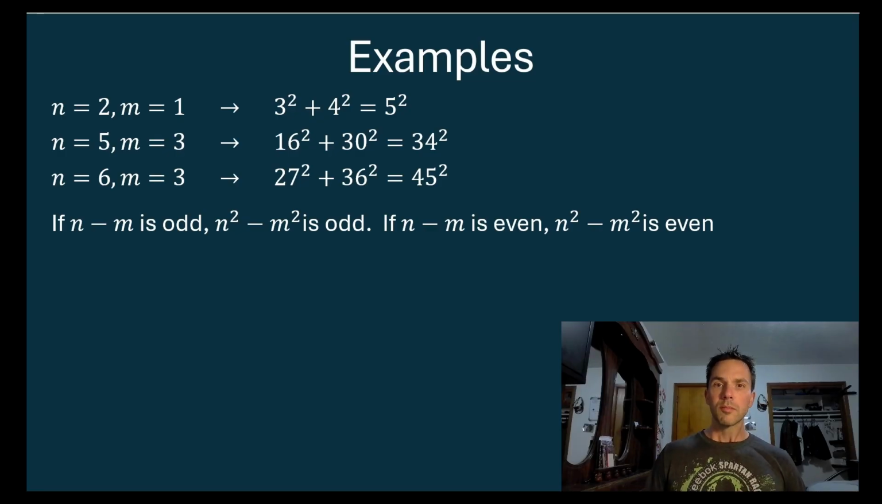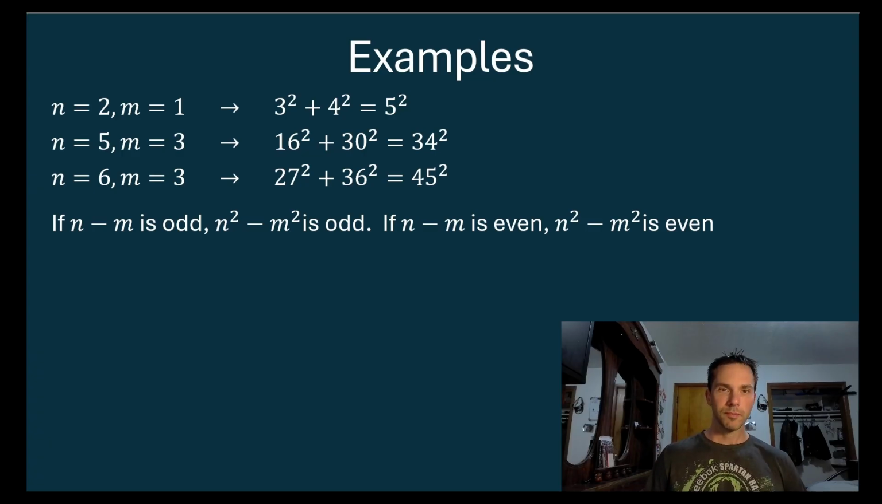So also if n minus m is an even, and then n squared minus m squared is going to be an even number, as you see on the top, right? 2 minus 1, that's an odd number, so we have an odd number. 5 minus 3, that's an even number, so you have an even number. 6 minus 3, odd number.